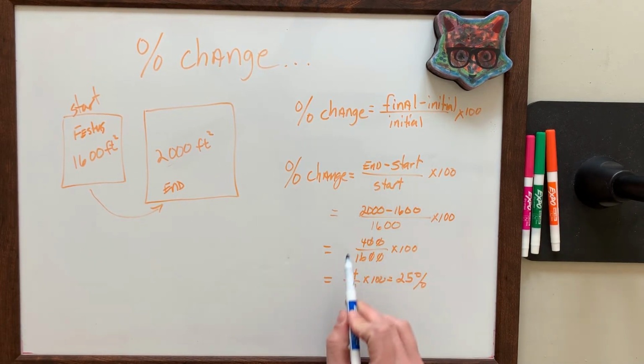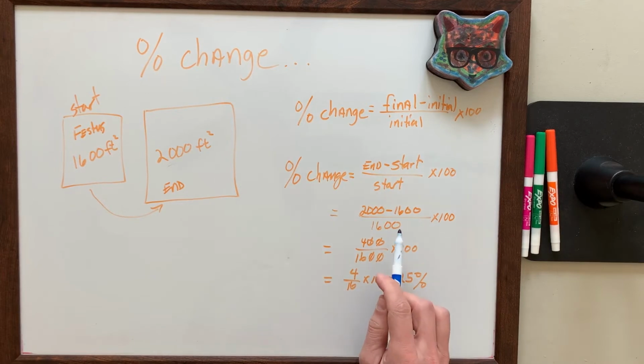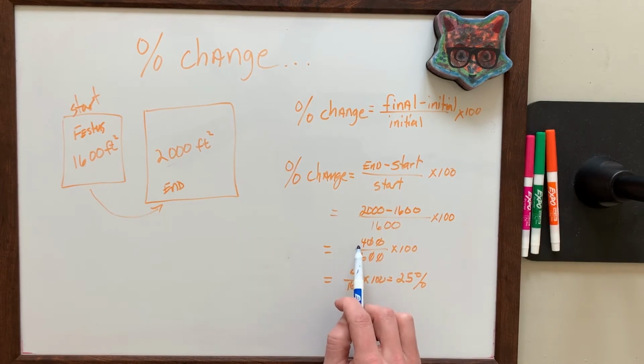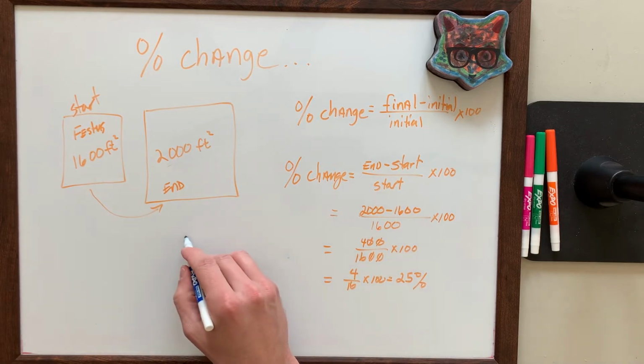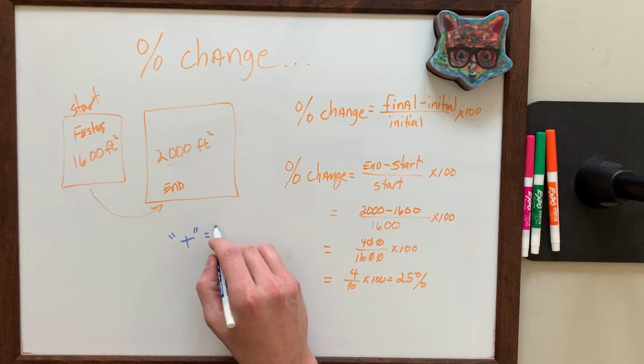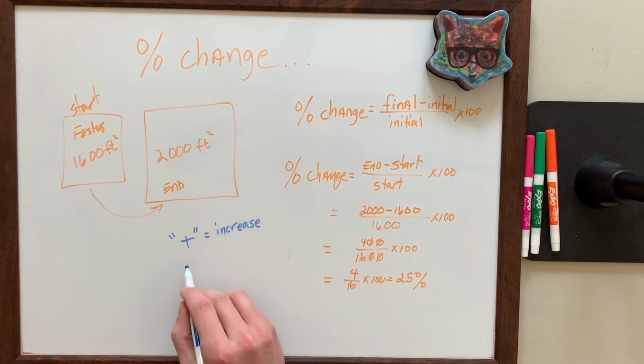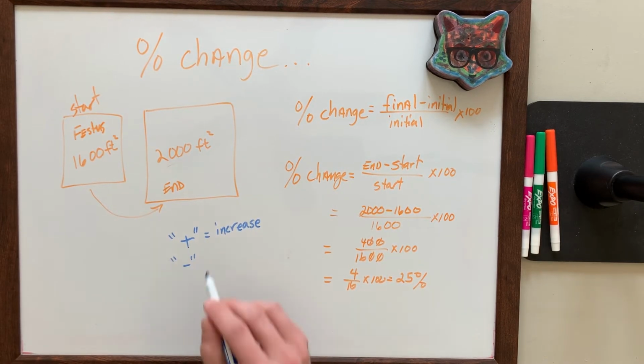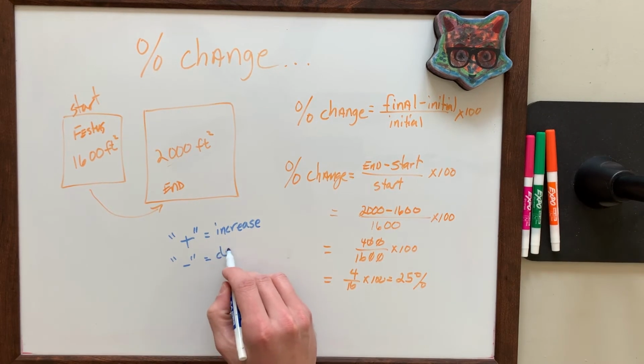Something that is very interesting, and it's important to note, is that when you do the subtraction in the numerator, end minus start, the sign, and what I mean by sign is positive or negative, tells you something about the direction that you're moving. This 25% is positive. That means increase. Plus is going to be an increase, and minus is going to be a decrease.